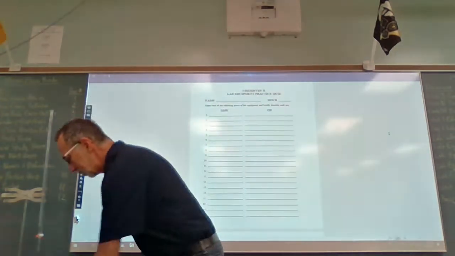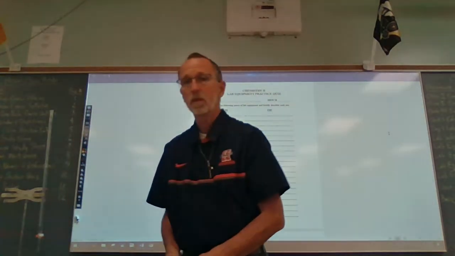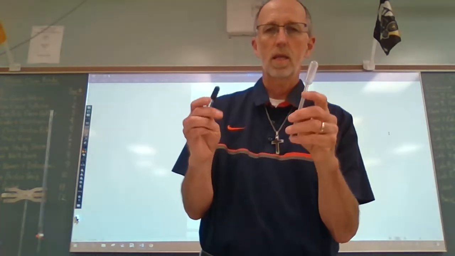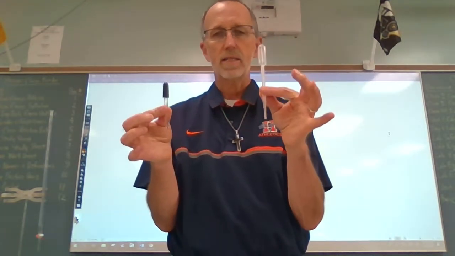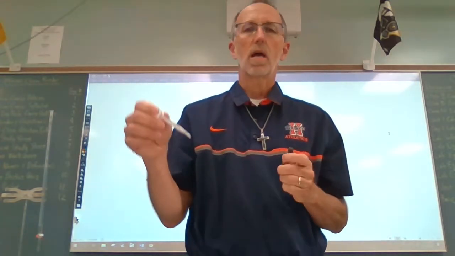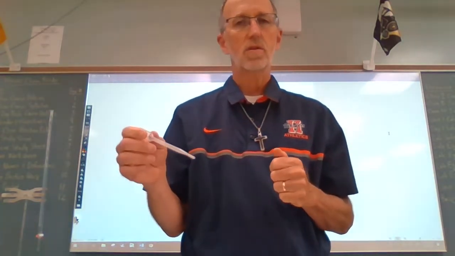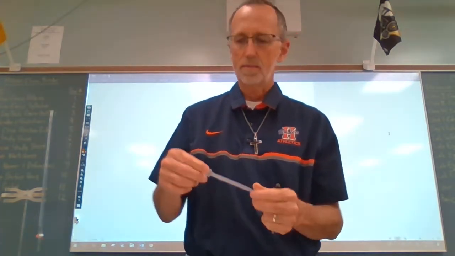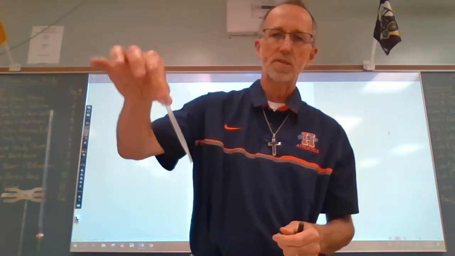Number 5. I have 2 examples of number 5. These are dropper pipettes, or just pipettes. Now, these are used to transfer small amounts of liquid. These we use a lot. These are freestanding pipettes. You'll find these at your lab table in a lot of labs that we do when we're transferring liquids. A pipette, again, you squeeze the bulb.